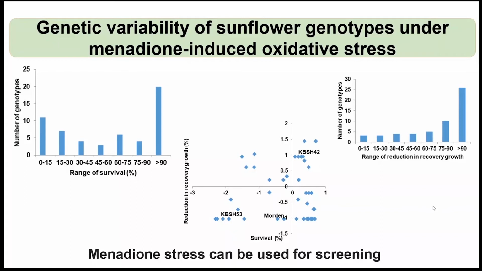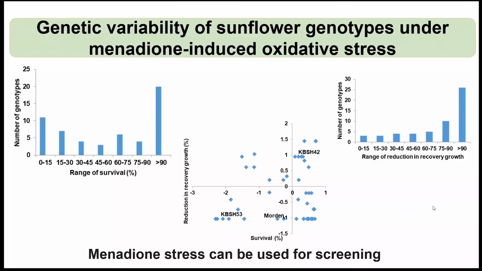And there are genotypes that survive more than 90%; about 20 of them have been reported with more than 90% survival. The main point I would like to make with this graph, the left-hand side and the right-hand side top, is that the left shows survival and the right shows recovery growth. The message I am trying to convey is that there is genetic variability. Each genotype behaves differently, which means this menadione stress can be used to exploit the genetic variability and to find a line based on its response to this chemical.